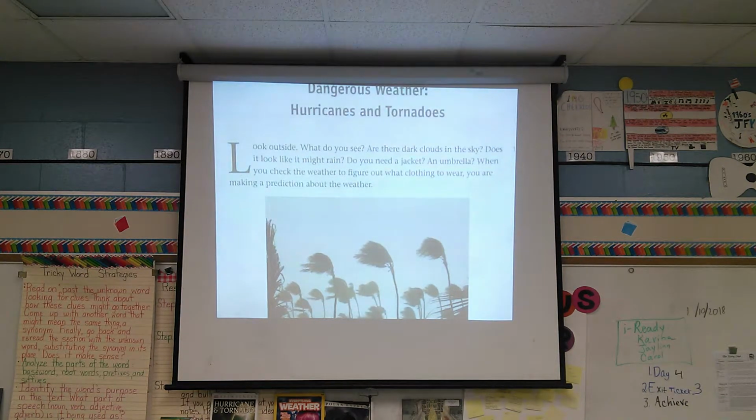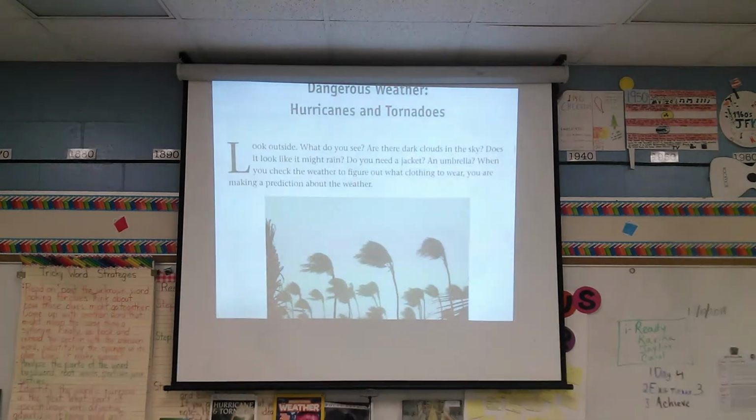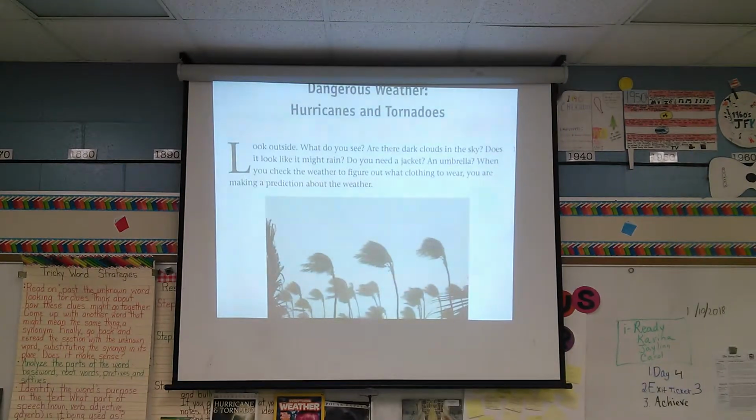Okay, turn and talk with your partner. What nonfiction author's craft is this, and what is the purpose of it? What is it designed to do? Go ahead and turn and talk.